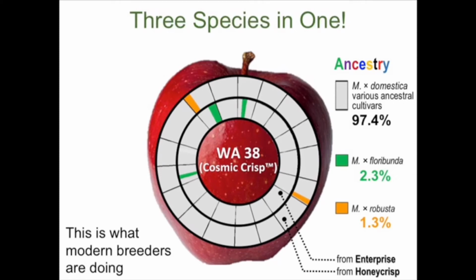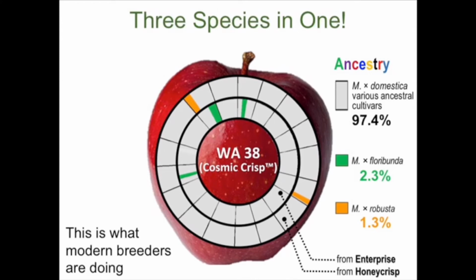So this is the sort of thing that modern breeders are doing, right? Incorporating all this wild material and various ancestry coming into things. So it's not all the inbreeding and everything that everyone typically thinks it is. There is a lot of diversity incorporated into modern cultivars.